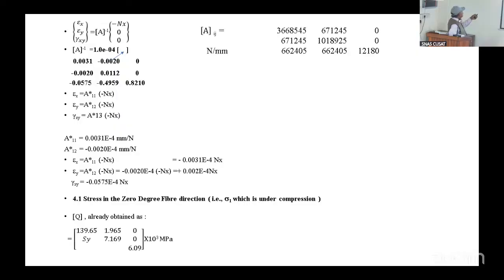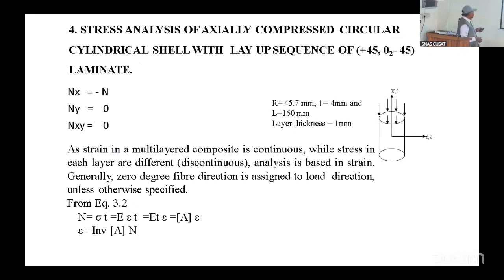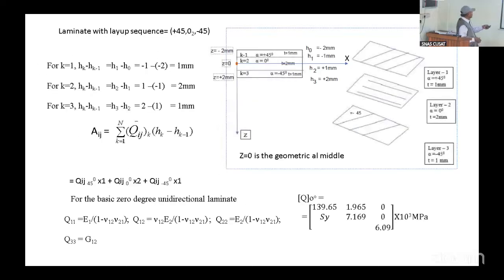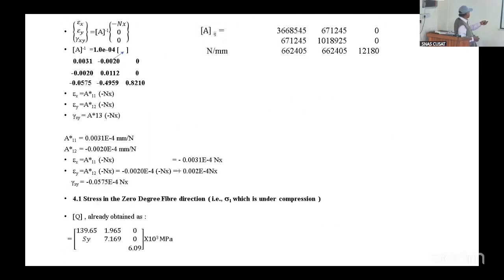And the strain, tau, is multiplied with this on the third term, A13. A13 is this. So you put it here. The stress in the 0-degree fiber direction, sigma 1, which is under compression. So Q we already obtained. This we have seen earlier, in some previous slide. Like this you see here. See, this you got. Same thing only we copied here.